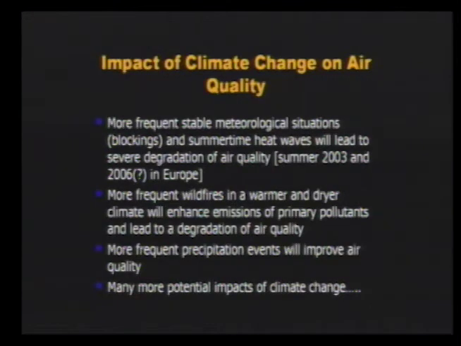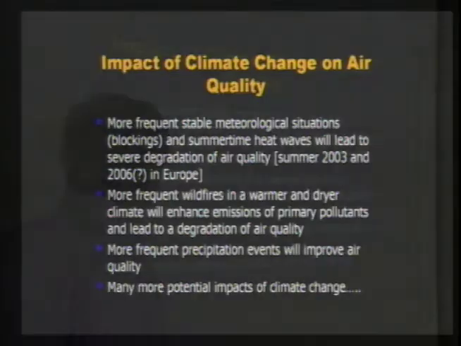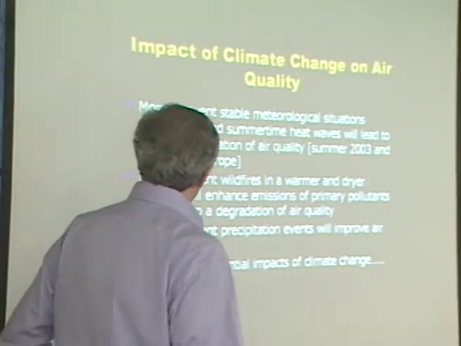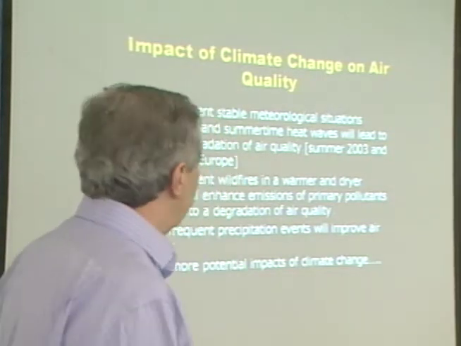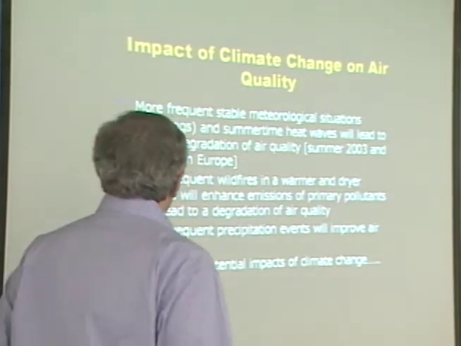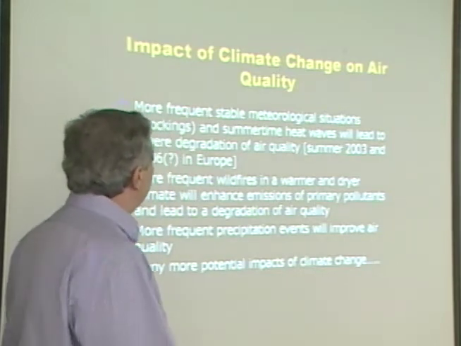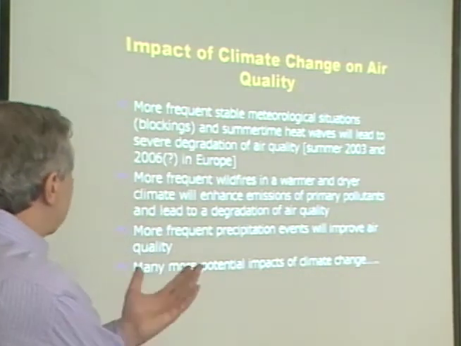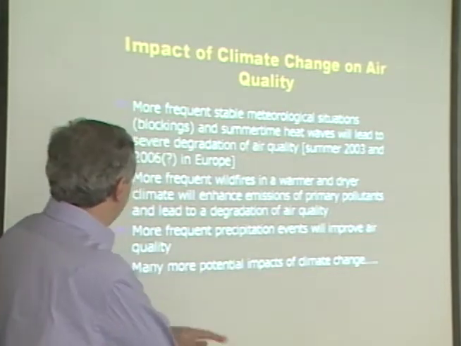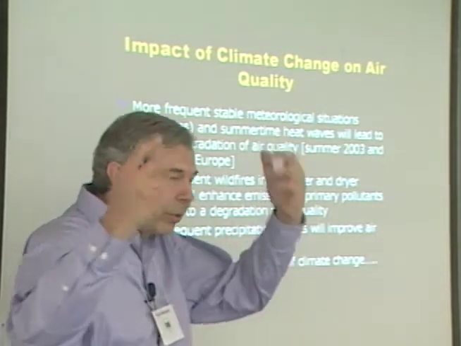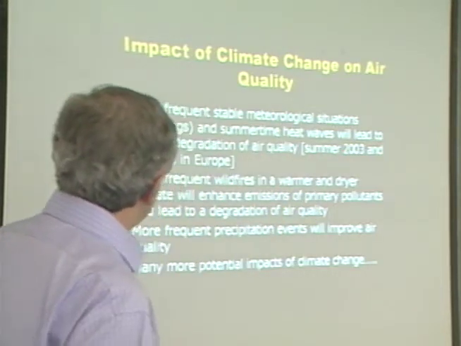implication. People believe that in Europe, when the 2003 heat wave came up, a large fraction, I don't know if it's most, but a large fraction of the people died from excessive ozone concentration above 150 ppb, which is much higher than we have. More frequent wildfire in a warmer and drier climate could enhance emission and could also, of course, lead to degradation of air quality. And if we have more precipitation, that would go the other way, of course.